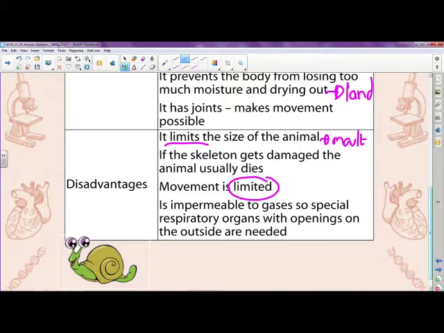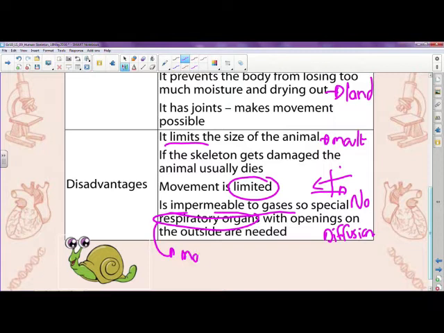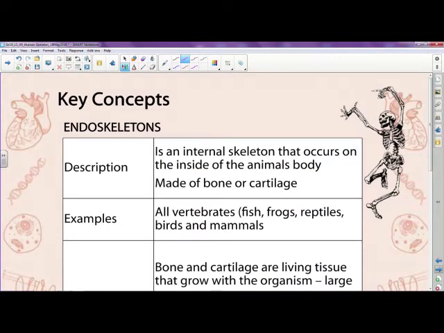Now, here, when we say impermeable to gases, what does that mean? It's hard. When we say it's hard, gases cannot diffuse in or diffuse out. So no diffusion. So what do we see here? If we look at our insects, and you'll see that next year, we actually have to have special respiratory organs. So we're going to need a type of mouth. We're going to need a trachea or a windpipe or something, and we're even going to get as far as obviously needing lungs.